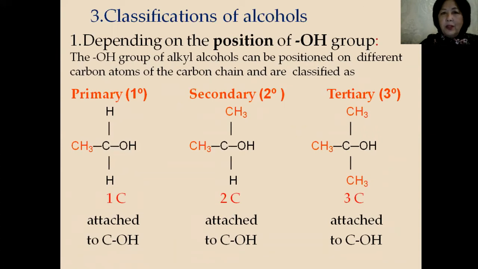Part 3. Classification of alcohols. The first classification depends on the position of the hydroxyl group. The hydroxyl group of an alkyl alcohol can be positioned on different carbon atoms of the carbon chain, and they are classified as primary alcohol, secondary alcohol, and tertiary alcohol. Primary alcohols include a carbon atom with the hydroxyl group which is connected to only one alkyl group. In secondary alcohols, the carbon with the hydroxyl group is connected to 2 alkyl groups, and in tertiary alcohols, the carbon with the hydroxyl group is connected to 3 alkyl groups.